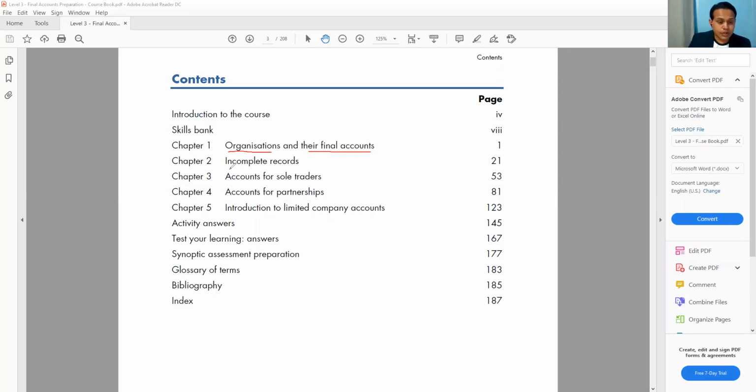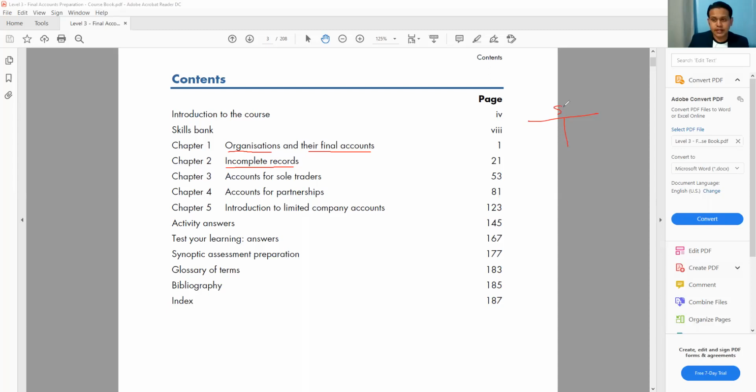The next chapter we're going to see is called incomplete records. Incomplete records is quite an interesting chapter. If you've done a few papers, or at least one paper, like advanced bookkeeping with me or with anyone, you have some idea about the ledger account or the general ledger account. For example, for the sales ledger, for the purchase ledger, you already know how to calculate the balance c/d and b/d. So for example, if we have a T account and we want to find out how much is the credit sale.